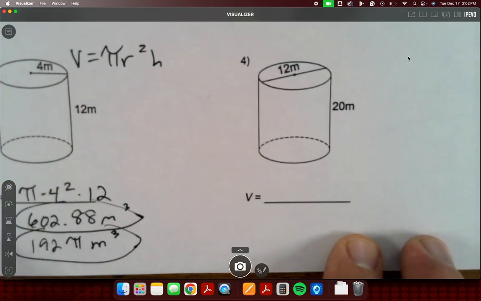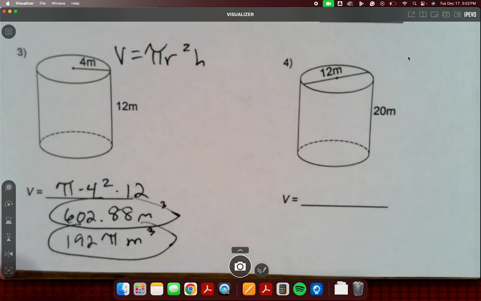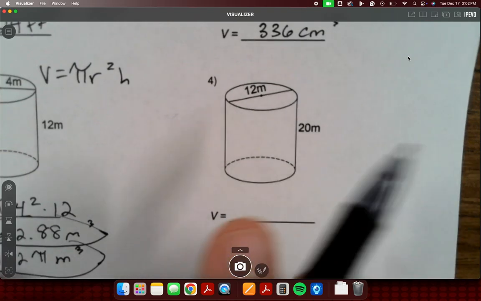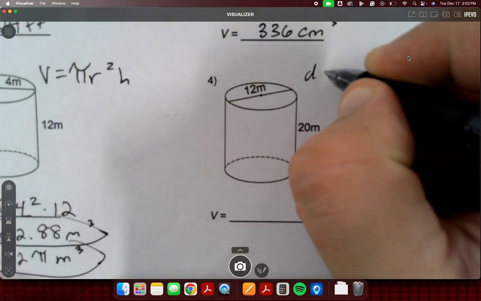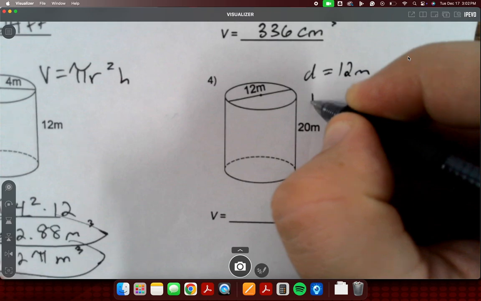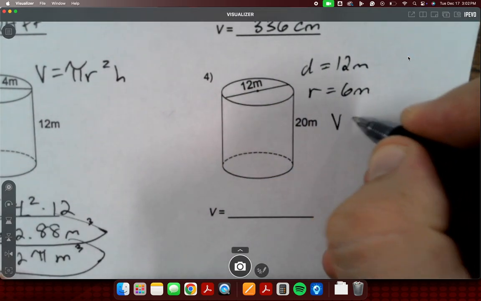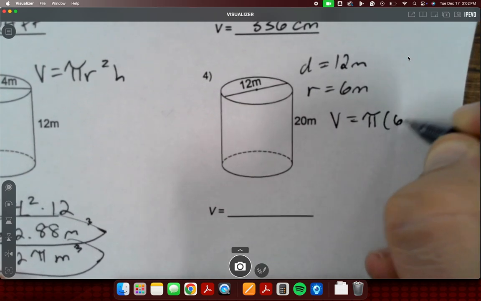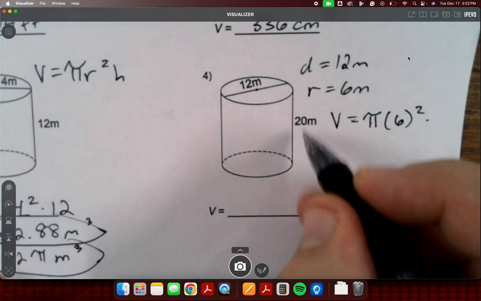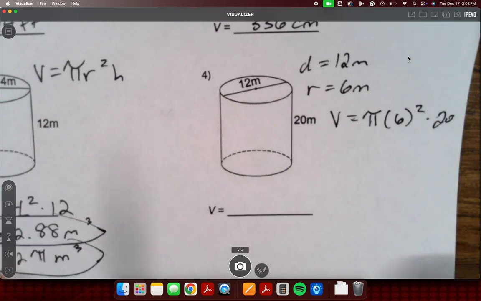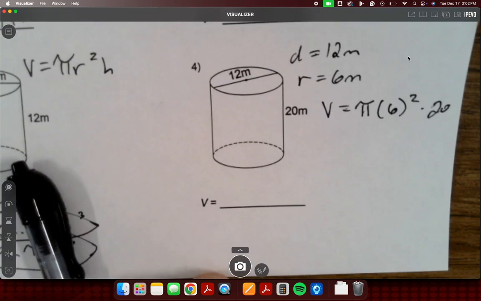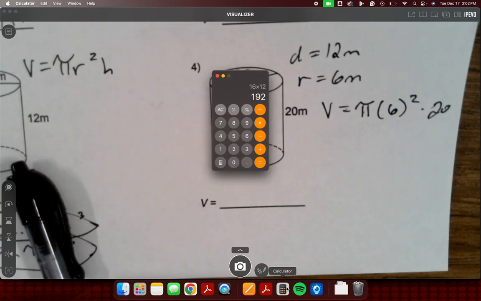Okay, last one. The only difference between 3 and 4 is in number 3, they gave us the radius. In number 4, they've given us the diameter. So if the diameter is 12 meters, the radius is half that, which means it's 6 meters. So we will do that the volume of the cylinder is pi times 6 squared times the height, which is 20. So again, personally in my calculator, I would probably go and do the squared first. So 6 squared times 20.